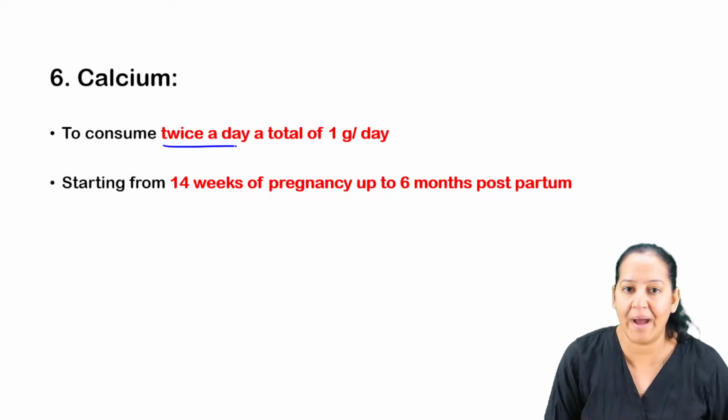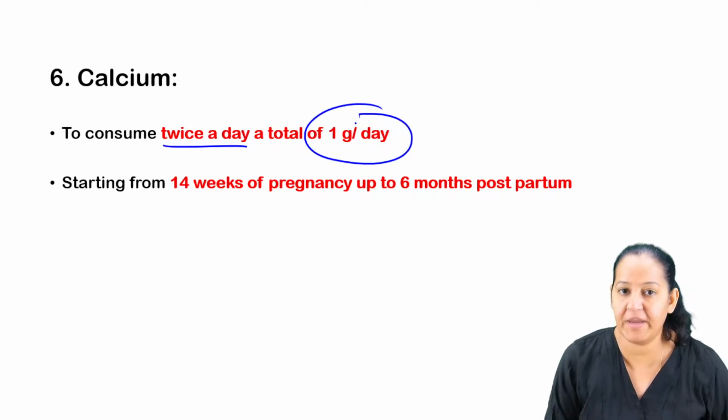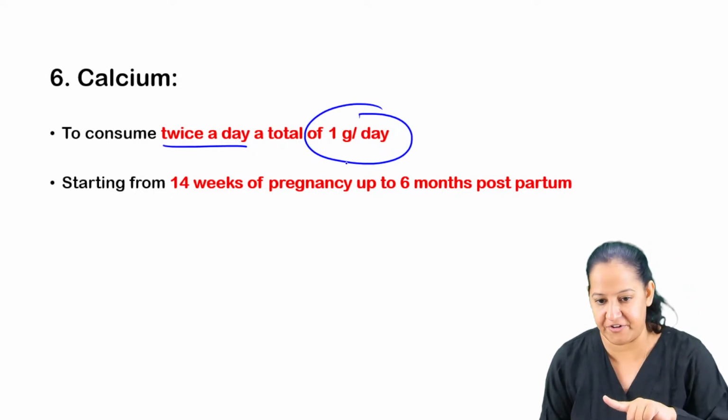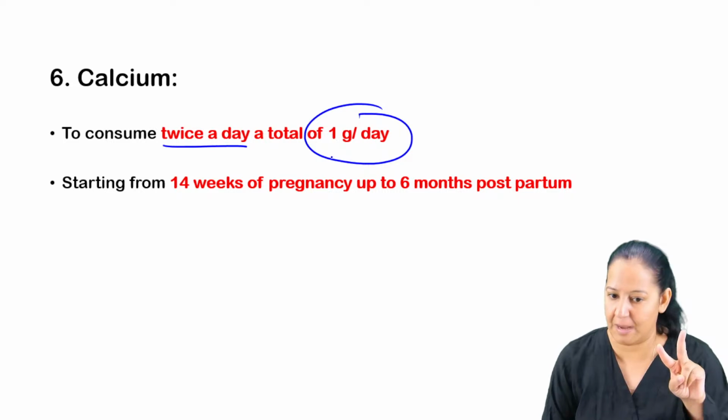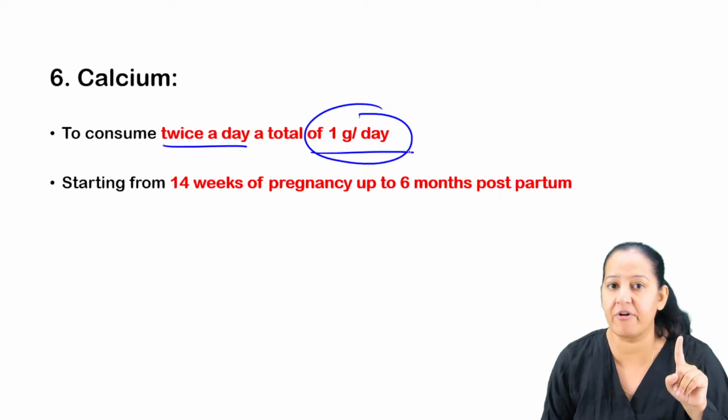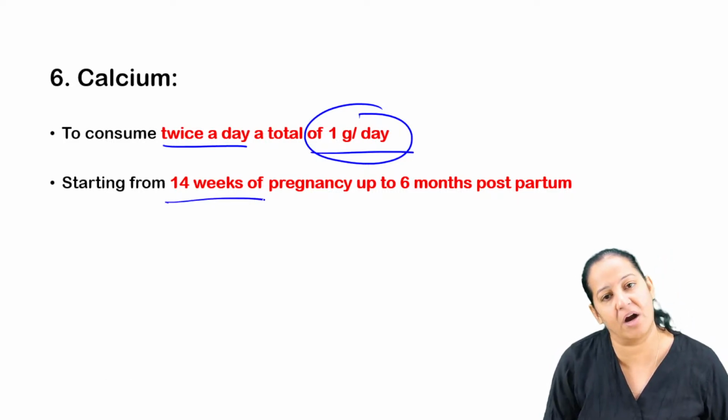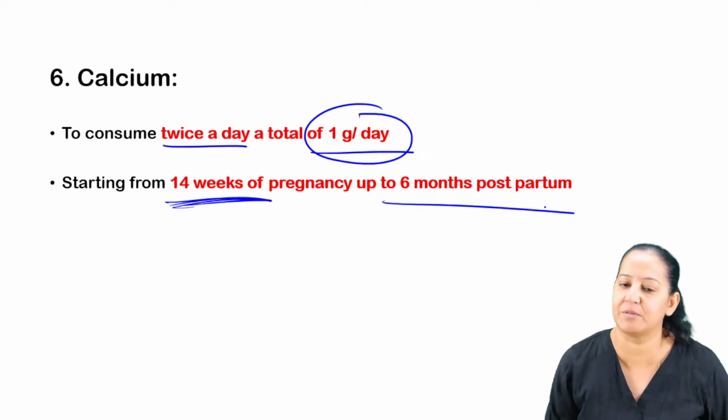We will give it twice a day, total 1 gram per day. Okay, we will give 2 tablets, 500 milligram, 500 milligram, 1 in the morning, 1 in the night. So total dose of 1 gram per day. We will give calcium again starting from the 14th week of pregnancy till 6 months postpartum.